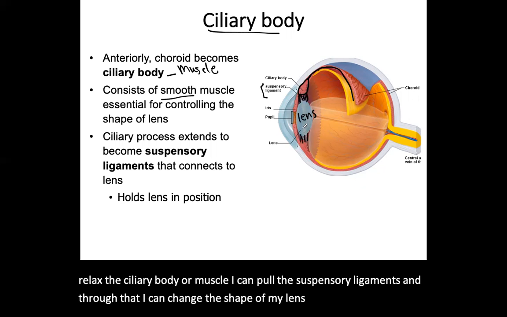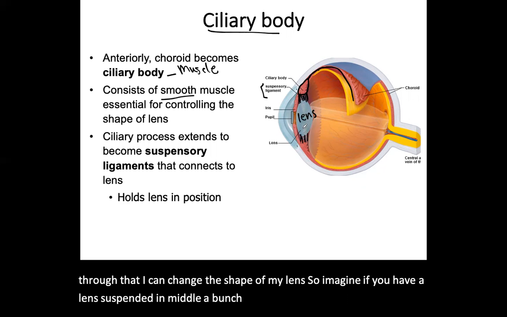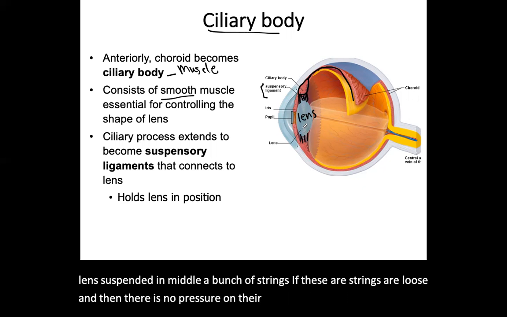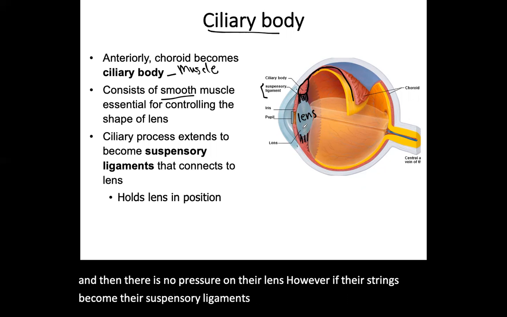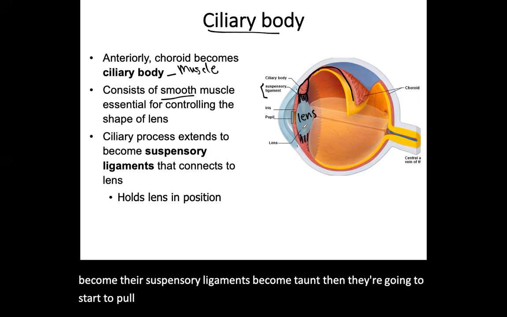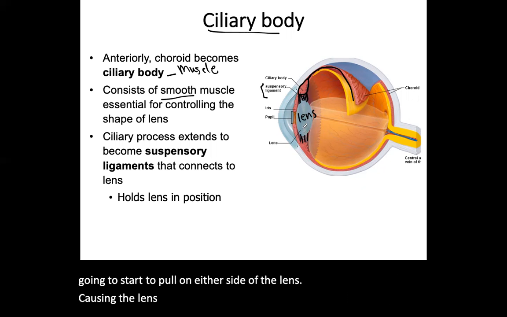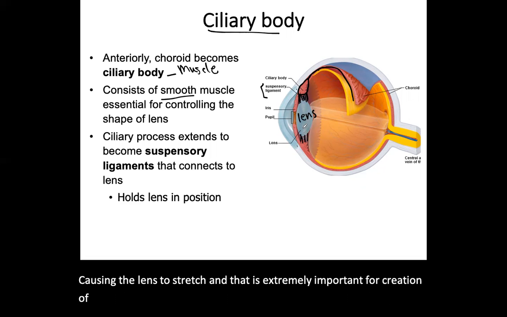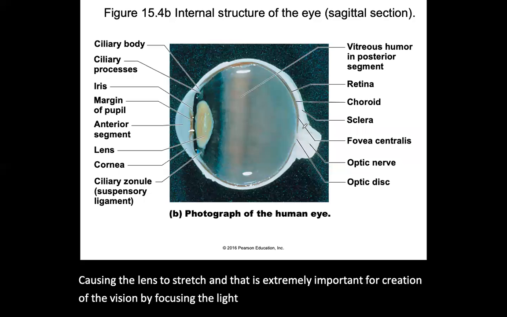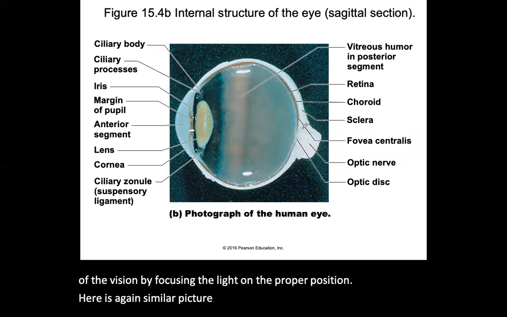Imagine you have a lens suspended in the middle of a bunch of strings. If these strings are loosened, then there is no pressure on the lens. However, if your suspensory ligaments become taut, they start to pull on either side of the lens, causing the lens to stretch, and that is extremely important for the creation of vision by focusing the light on the proper position. Here is a similar picture. This is an actual picture of a dissected human eye.